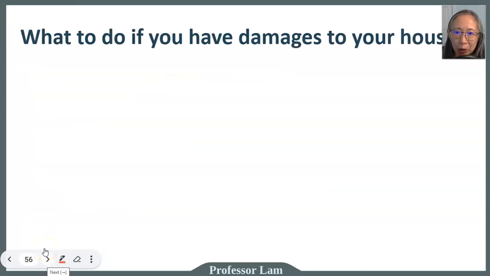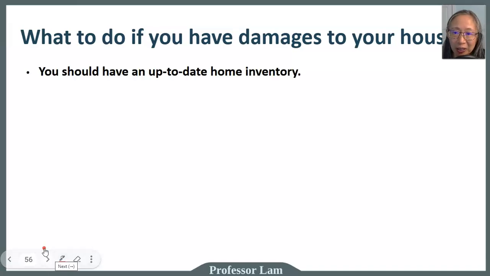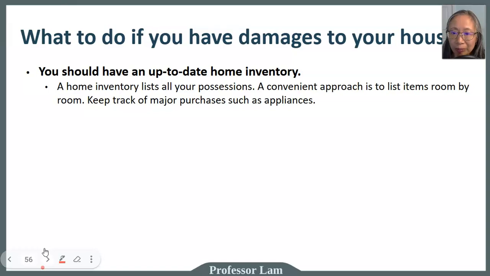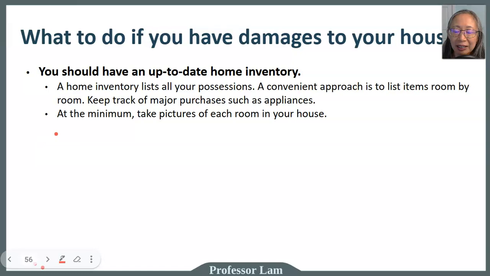How do you make the most of your homeowner's policy? Before you suffer any damages to your house, you should have an up-to-date home inventory. If you don't know what you have in the house, you cannot claim damages. A home inventory is simply a listing of everything that you own. You can list items room by room and keep track of major purchases. If that may be too much of a process, at the minimum, take a picture of every room in your house. So that can be your inventory. You can go back if necessary to count all the things in each room.